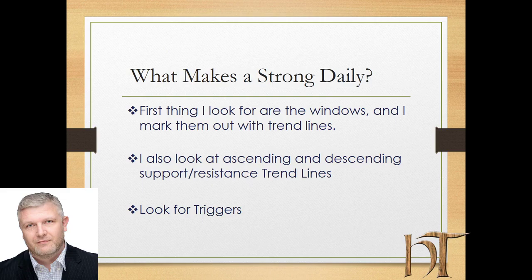So what makes a strong daily chart, in contrast, if you will? First thing I look for are these windows, and I mark them out with trend lines. I also look for areas of ascending and descending resistance lines. That's a good question. Are areas of support and resistance more important to watch for than the moving averages? I suppose that's a question I've been asked in the past.